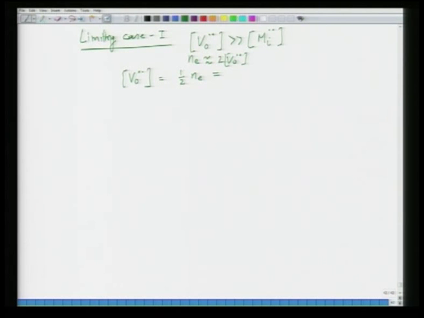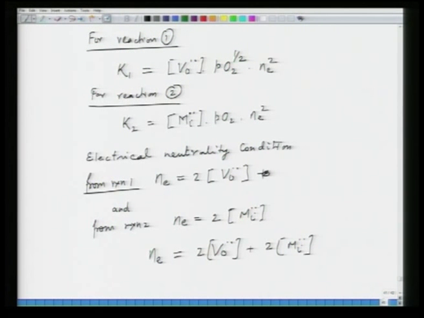Okay. So, VO will be half Ne, which will be equal to your K1, you can work out from this expression, K1 to the power 1 by 3 multiplied by PO to the power minus 1 by 6. So, you just go to the previous expression. So, this is what you have, K1 is equal to VO PO to the power half Ne square. You replace the expression for Ne, which is equal to 2 VO. So, it will become 4 VO square.